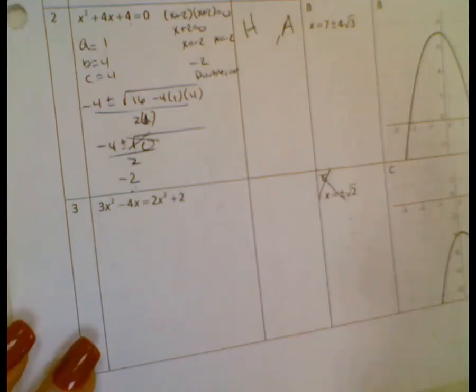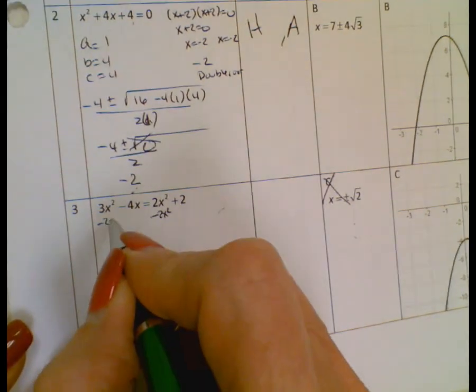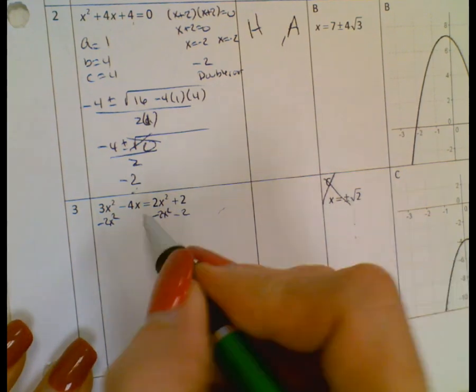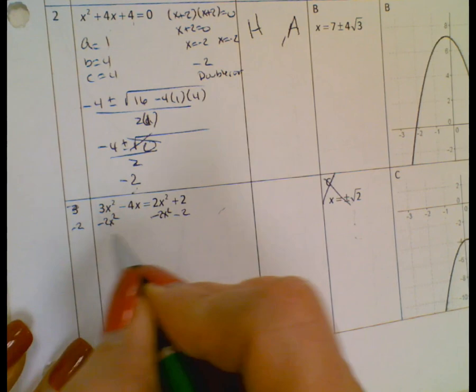So the next one, we want to set this side equal to 0. So we're going to subtract the quadratic term over, and we're going to subtract the 2. Now there's really no place to put a subtraction of 2 because there's no number over here.